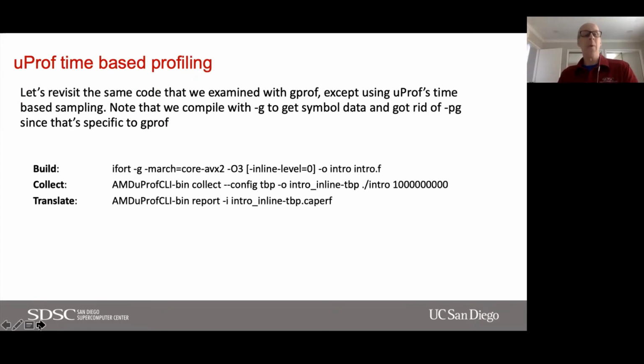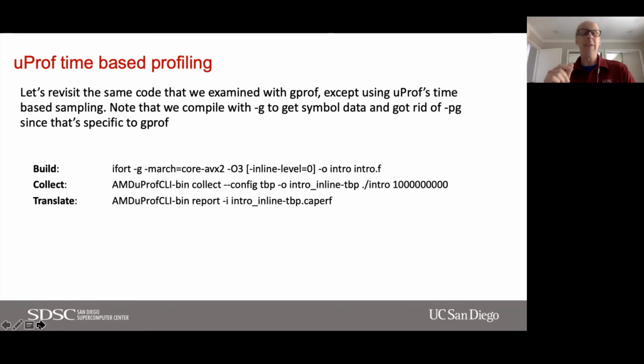Okay, so we're going to go back and revisit the first example that we looked at with gprof, except this time we're going to use uprof's time-based sampling. Instead of using the -pg flag, we're going to use the -g flag to get symbol data, and get rid of the -pg since that was specific to gprof. So the three steps, we're going to start off with build. And using I4, we're specifying the architecture. We can do it with or without inline level set equal to 0.